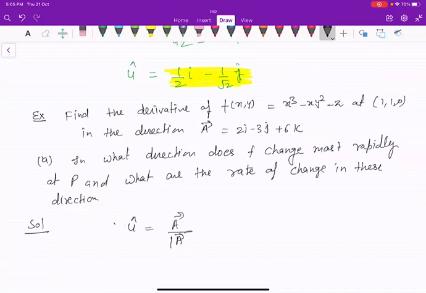Ma'am, the f you have given, it does not depend on z? No, it is a function of 3 variables. It is dependent. Sorry.